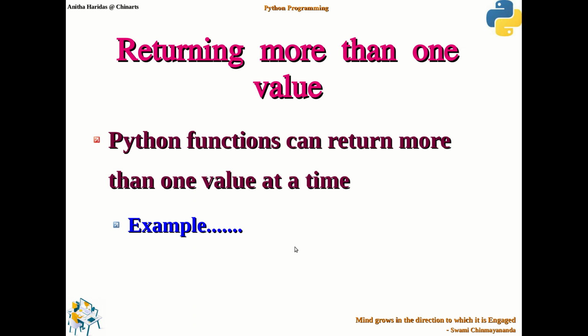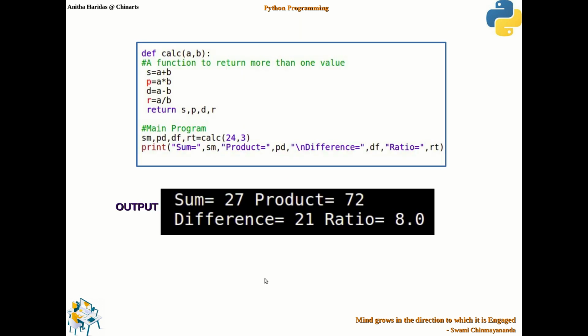And the last topic in the functions, returning more than one value. If you see the programming languages like C, C++, Java, etc., we had experienced the functions will be returning only one value at a time. Okay, but in Python more than one value can be returned. So this is one of the interesting parts of Python programming.